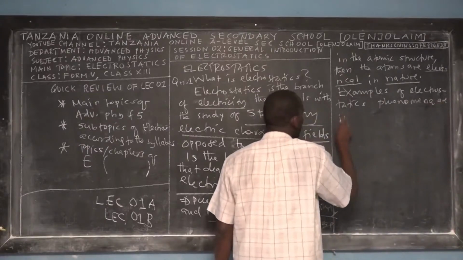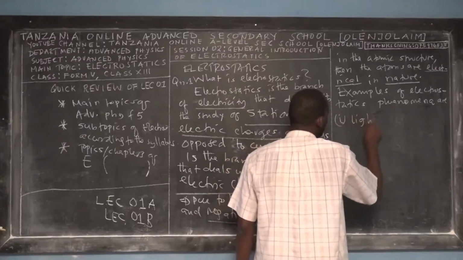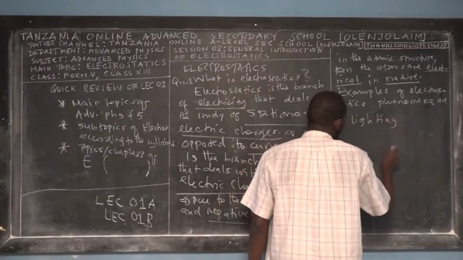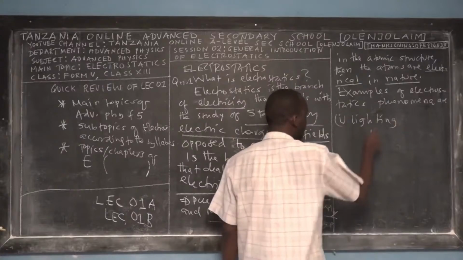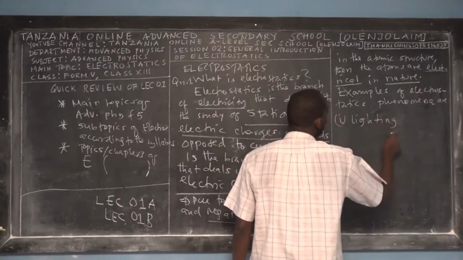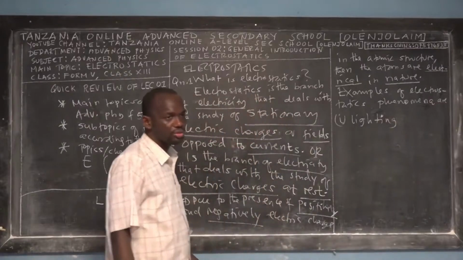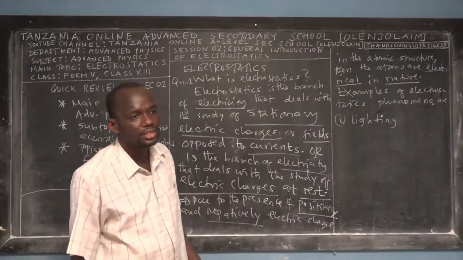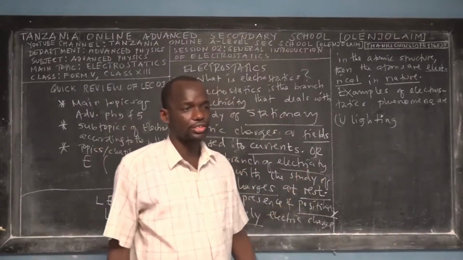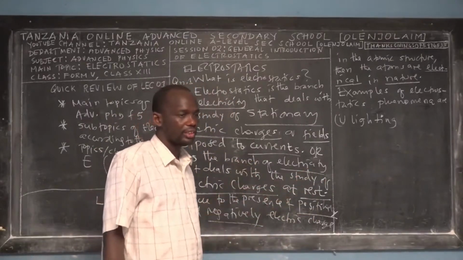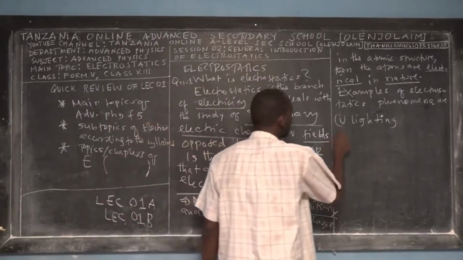Lightning. During rain or even before rain, lightning is one of the electrostatic phenomena, because you see flashes of light. Those are charges which are at rest, but when they collide, the result is flashes.